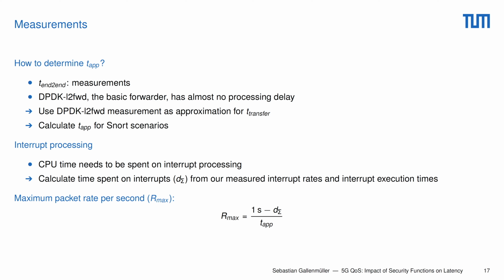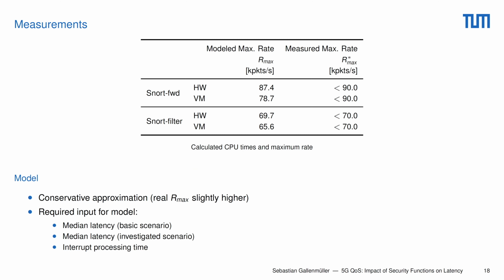We actually applied this model to our previous measurements, and then we get the values shown in the first column of this table. So we get different rates for the hardware snort forwarding scenario and for the snort filtering scenario accordingly. What we can see from the measured rates is that we predicted the system capacity is below 90,000, and our model roughly creates corresponding numbers.